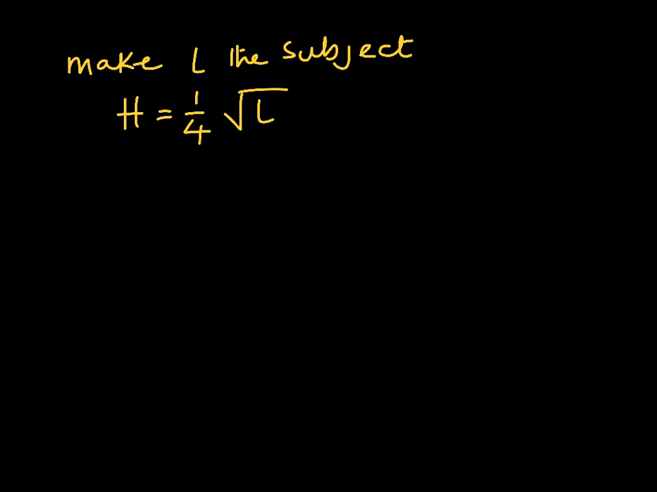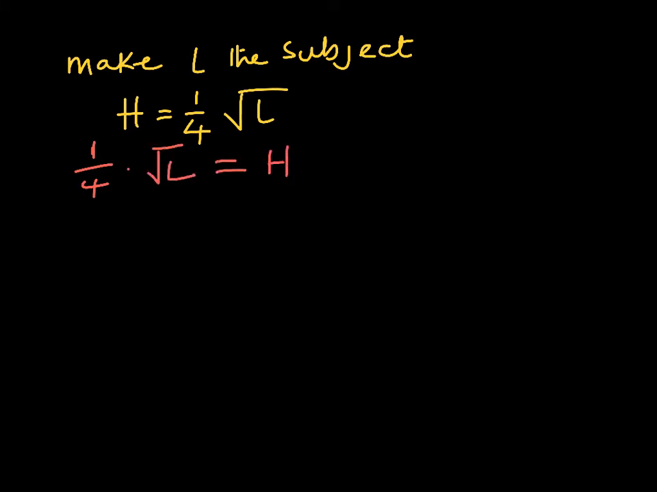Can you make L the subject of this formula? Yes, I'm sure you can. Okay, now let's do it together. H is equal to 1 over 4 root L. So we can rearrange this as 1 over 4 multiplied by root L is equal to H.